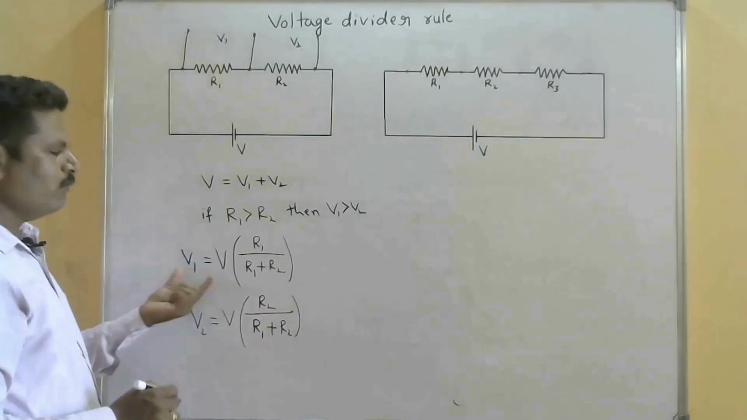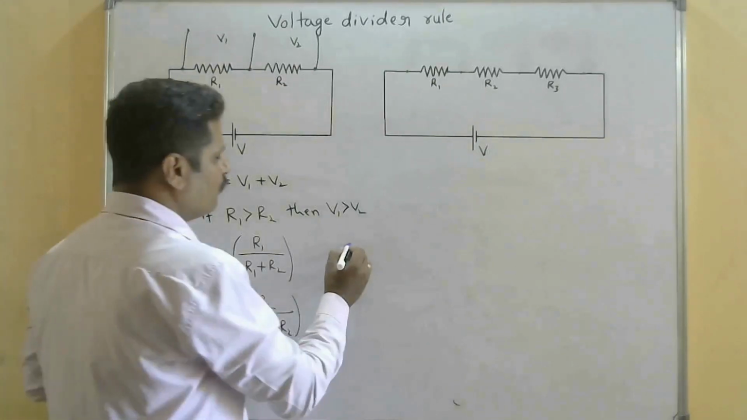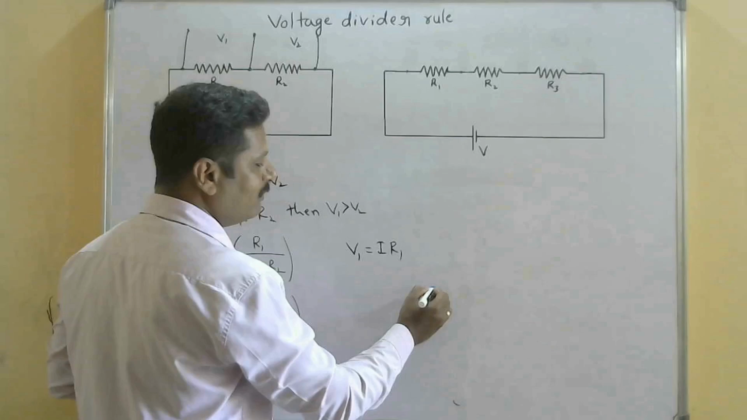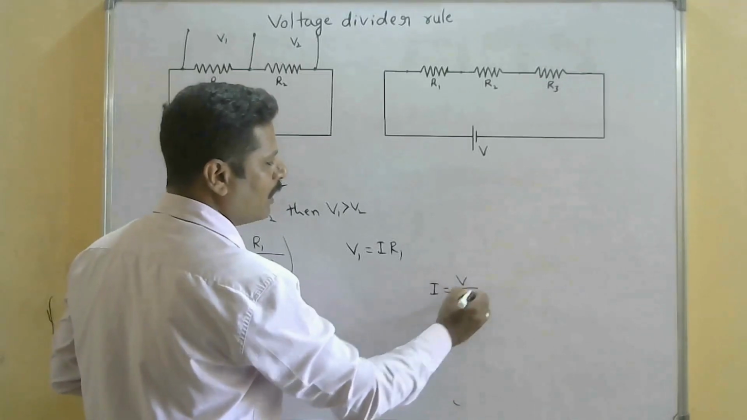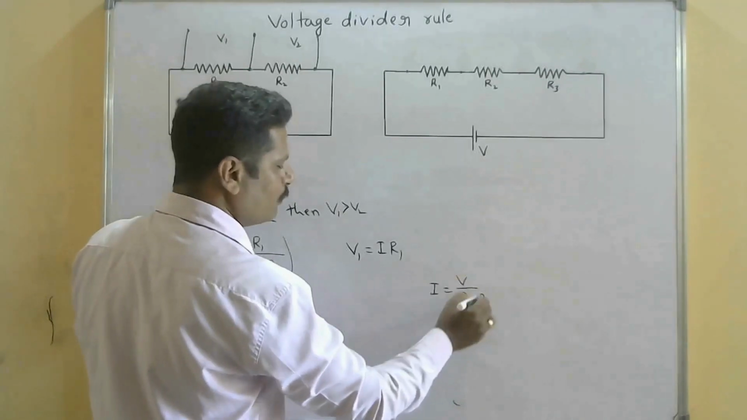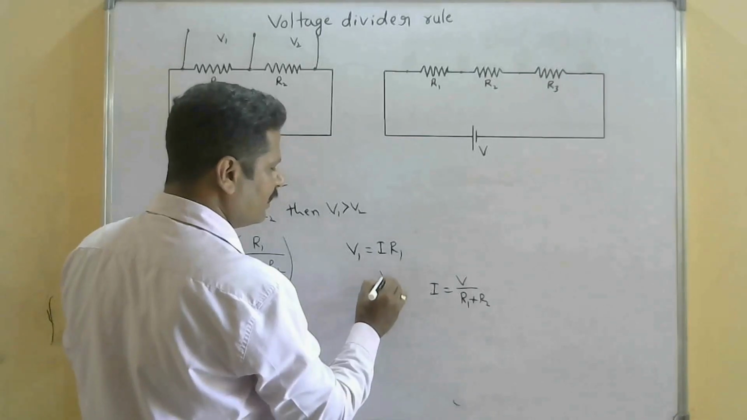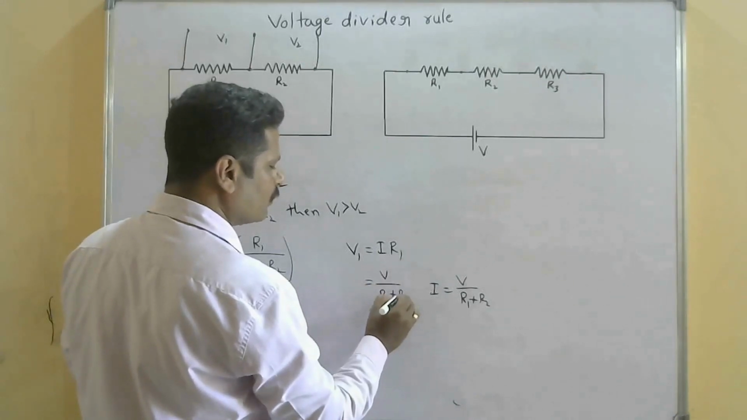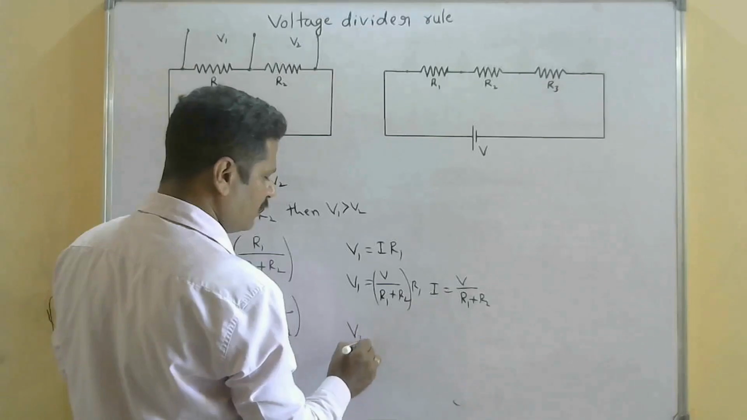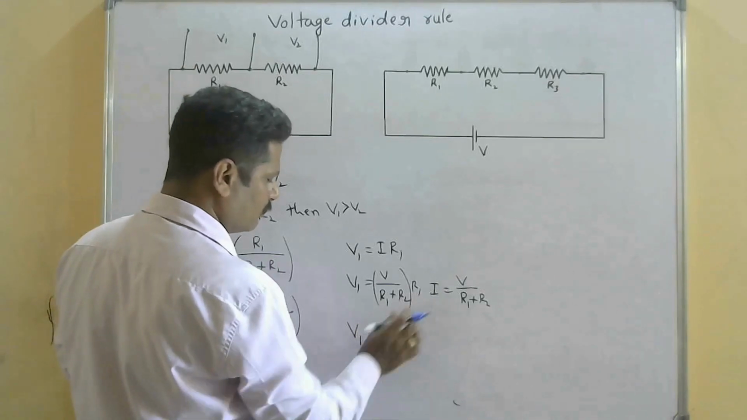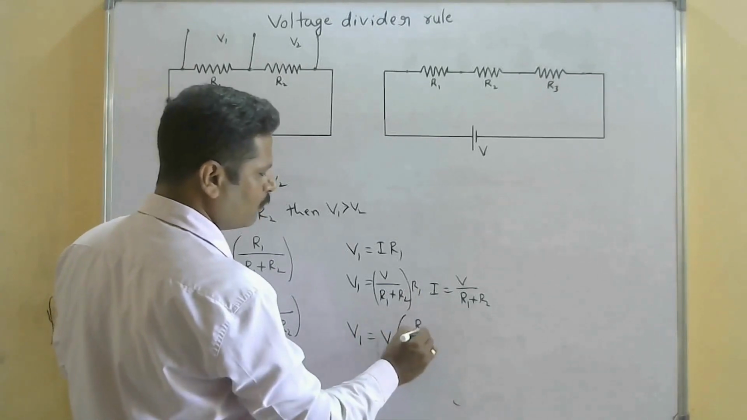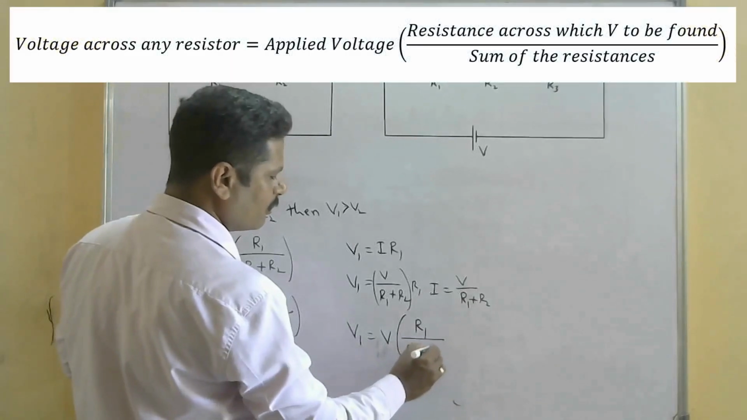How can we get this? Here we know that V1 is equal to I R1, and we know that I is equal to V by R equivalent. R equivalent means R1 plus R2. If you substitute that in place of I, then I get V divided by R1 plus R2, into R1. So we can take V1 is equal to V times R1 divided by R1 plus R2.